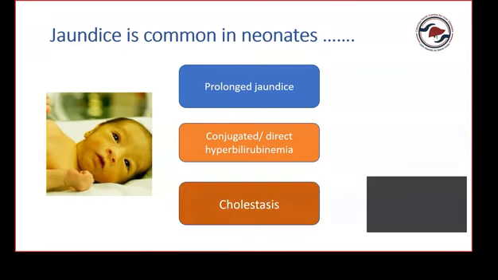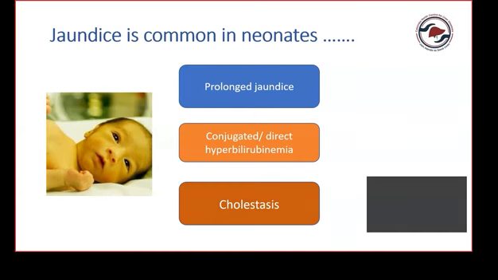So what does it mean by cholestasis? The word cholestasis means something related to bile. And we all know bile is being produced by the liver. And cholestasis indicates lack of production or lack of flow of bile. And it could be due to multiple reasons.